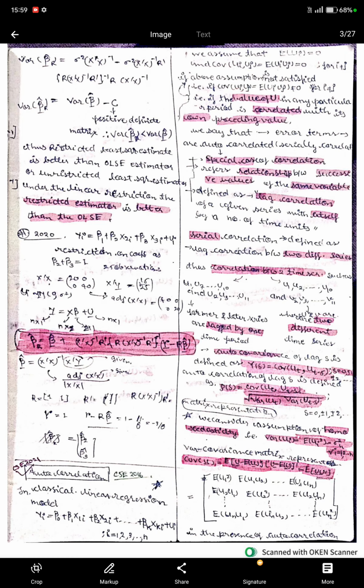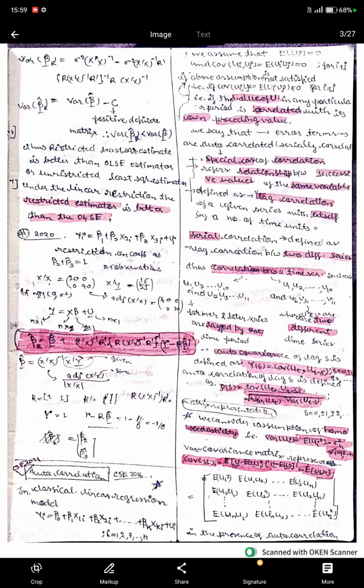So variance of beta cap R equals to sigma square X dash X का inverse minus sigma square X dash X का inverse R dash in bracket R X dash X का inverse R dash का whole inverse, bracket close, R X dash X का inverse. So variance of beta cap R equals to variance of beta cap minus C, since sigma square X dash X का inverse is the variance of beta cap.